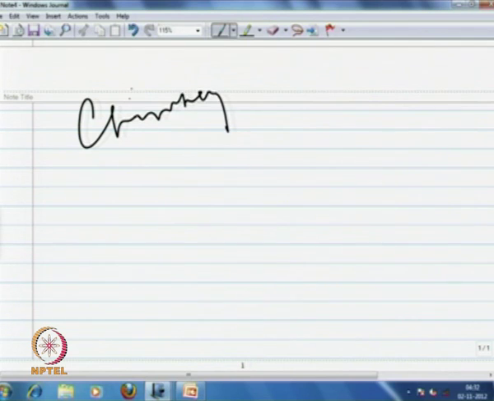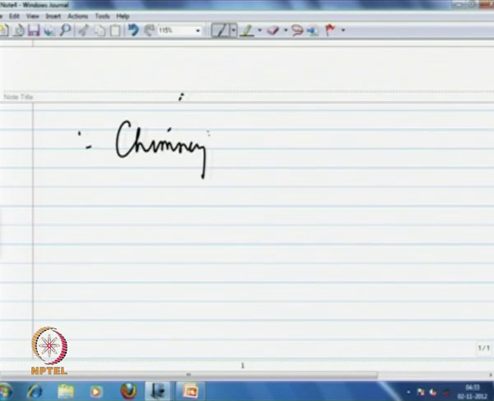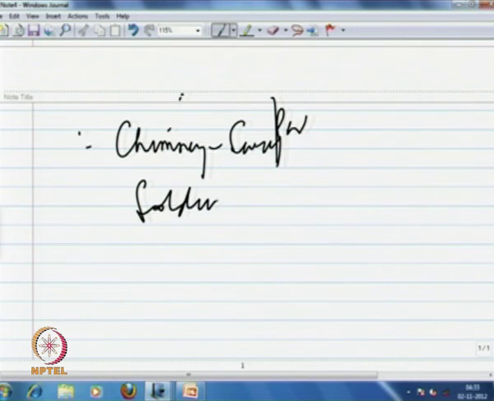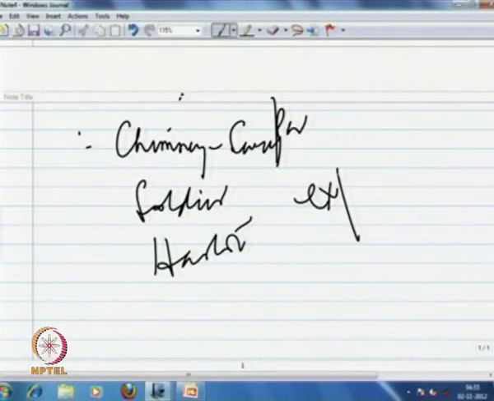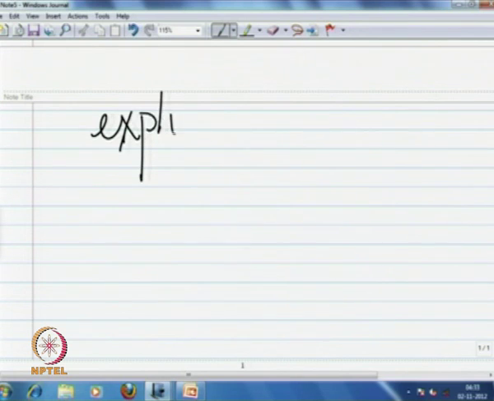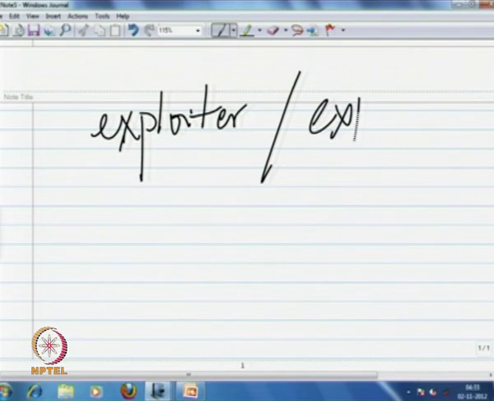Then we have three very famous figures: the chimney sweeper, then the soldier, and the youthful harlot. So when we read this poem from a structuralist perspective, we can easily talk about another binary opposition, that of the exploiter and the exploited. In this dyadic structure, we have the exploiter and the exploited.